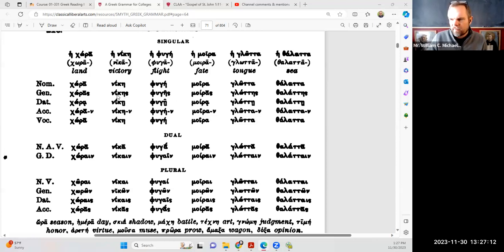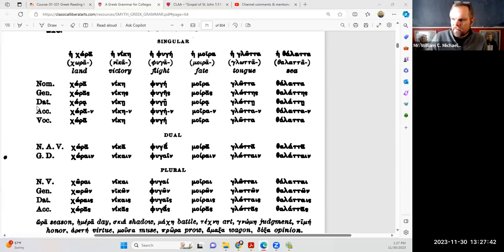It's not random information. So we have kora, the nominative form, and koras, the genitive form. We have nike, the nominative form, and nikes, that sigma says this is genitive. Fuge, fuges. Moira, moiras. Glota, glotes. Thalata, thalates. That sigma at the end marks the genitive case.